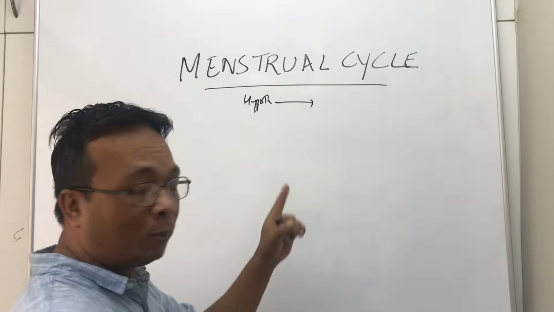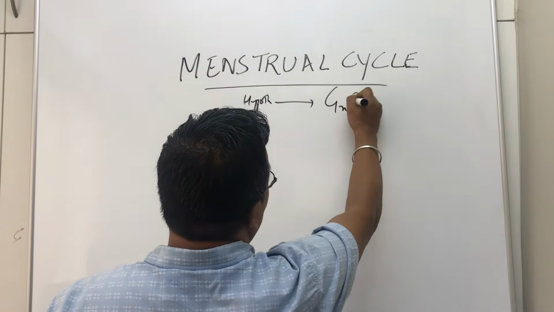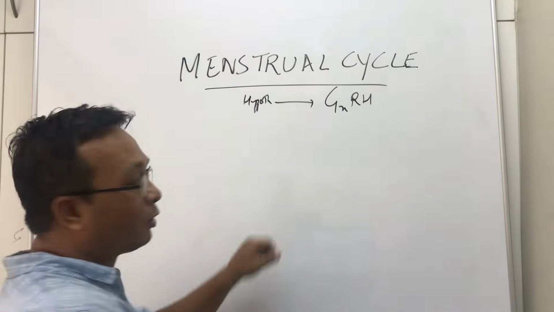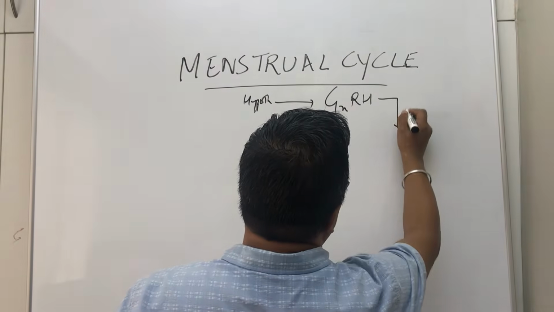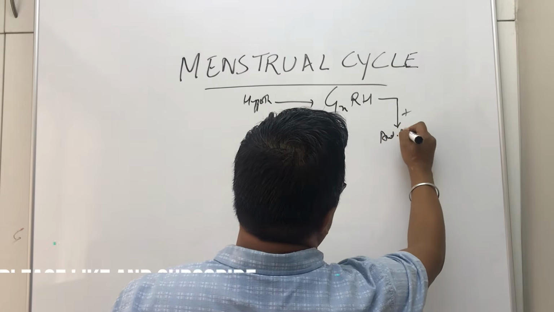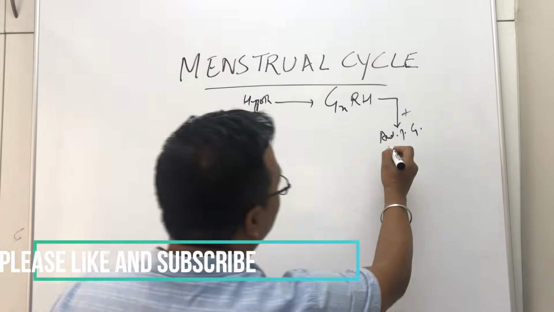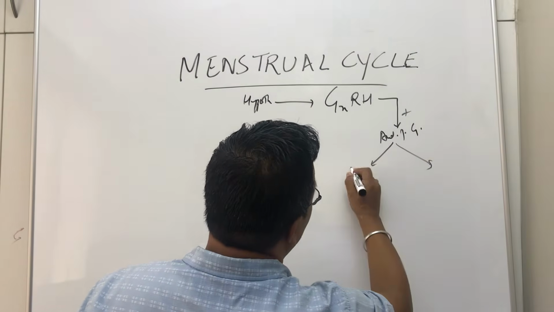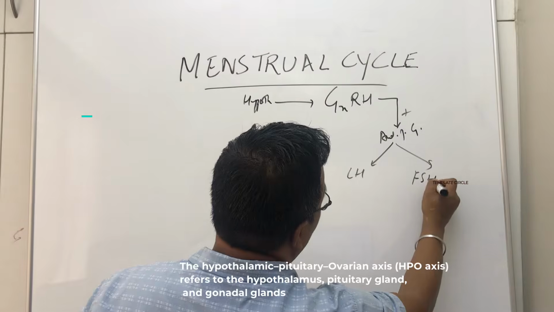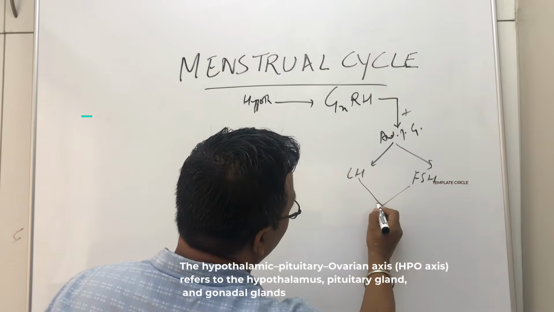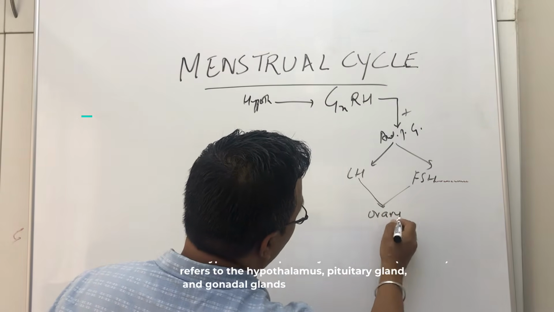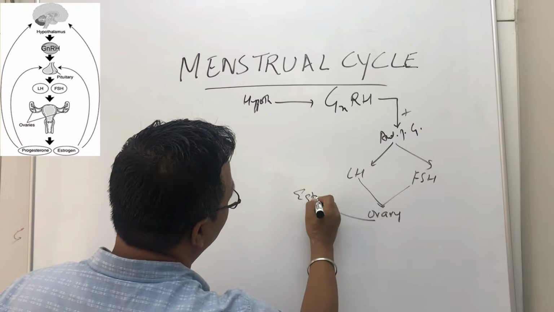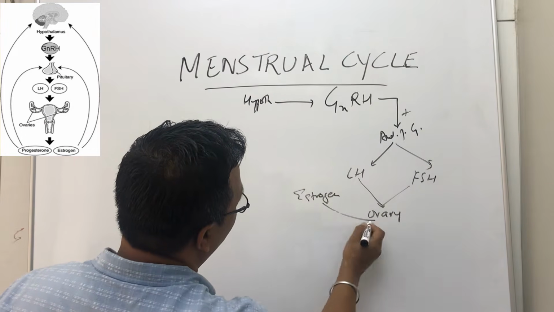It secretes one hormone called gonadotropin-releasing hormone. And the gonadotropin-releasing hormone stimulates the anterior pituitary gland. As a result, there is LH and FSH. This LH and FSH will stimulate the ovary, which secretes estrogen and progesterone.